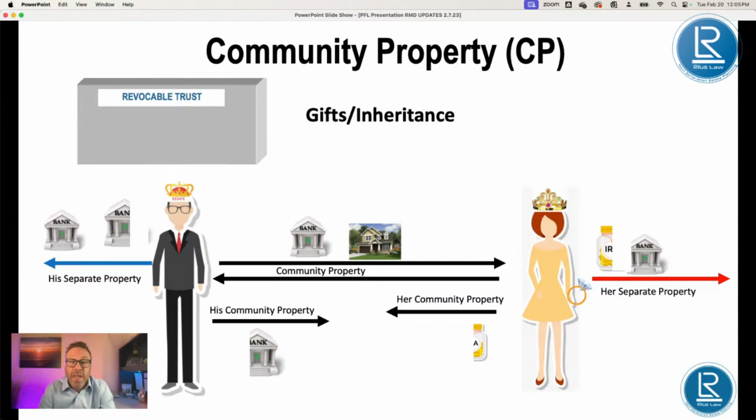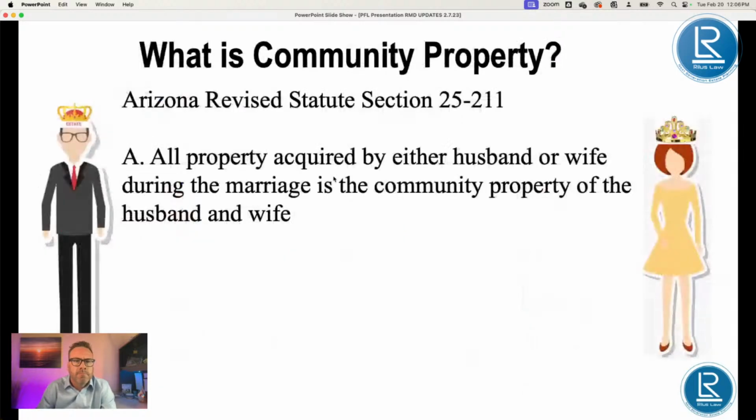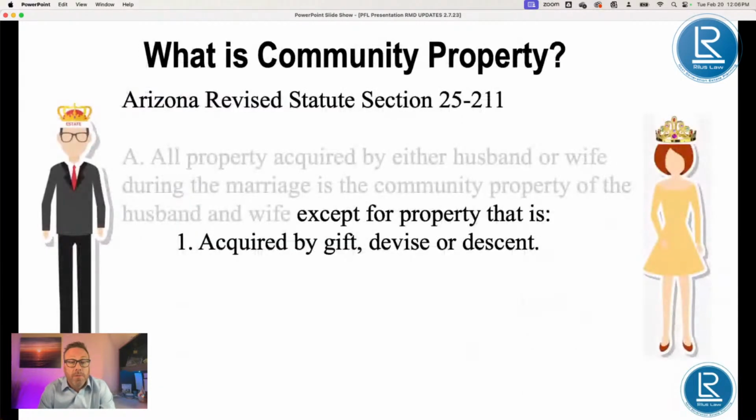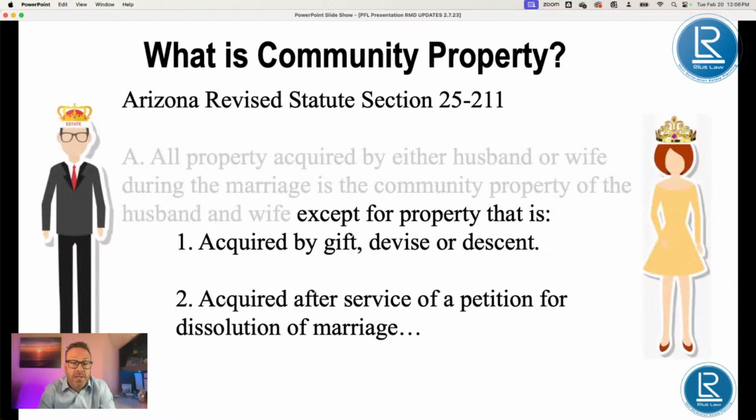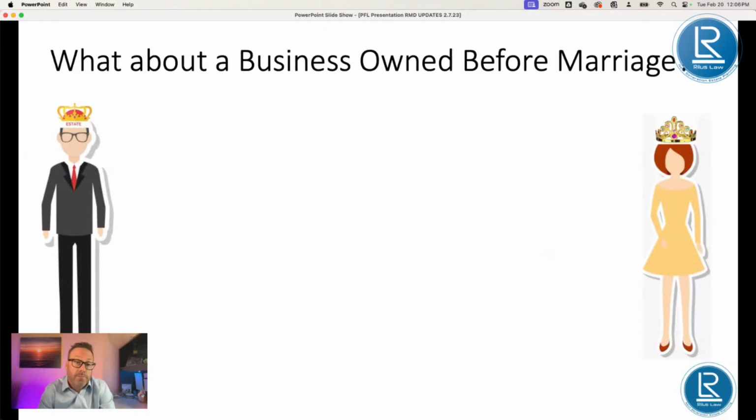So he didn't earn that money during the marriage. A gift or an inheritance is separate property. Okay, so community property is everything except for if it's acquired by gift, devise, or descent, or after divorce or a petition for divorce.